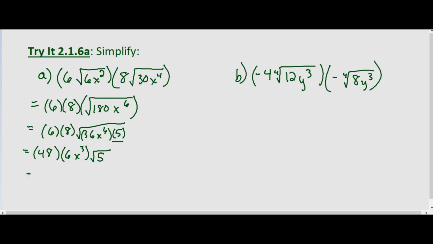48 times 6 is actually 288 x cubed. And all of that times the square root of 5.